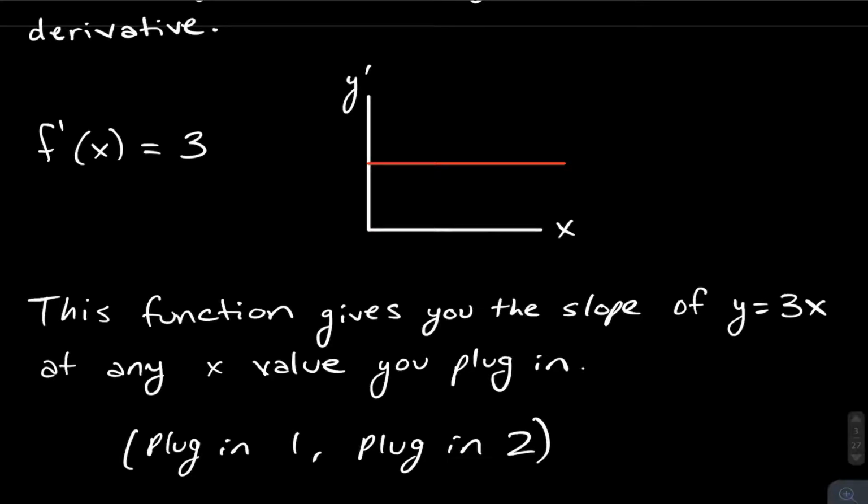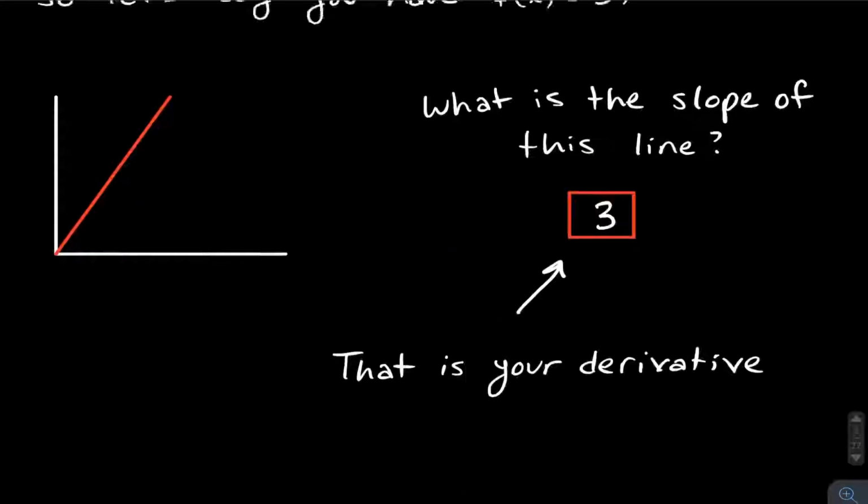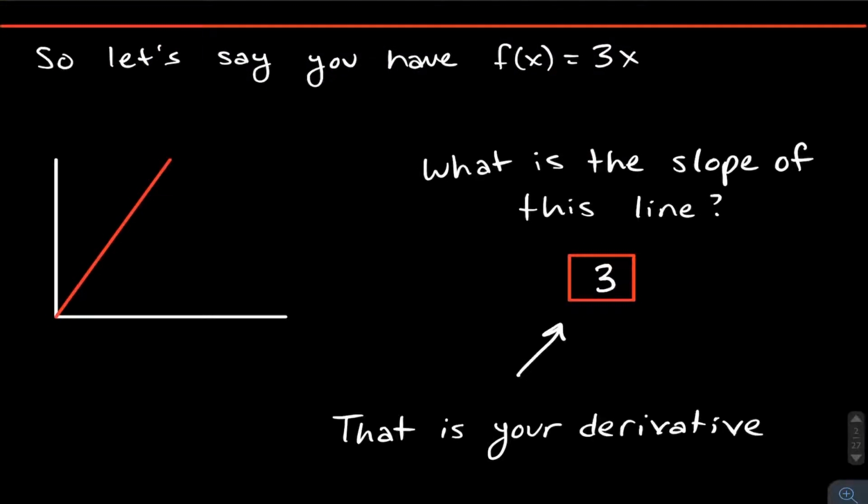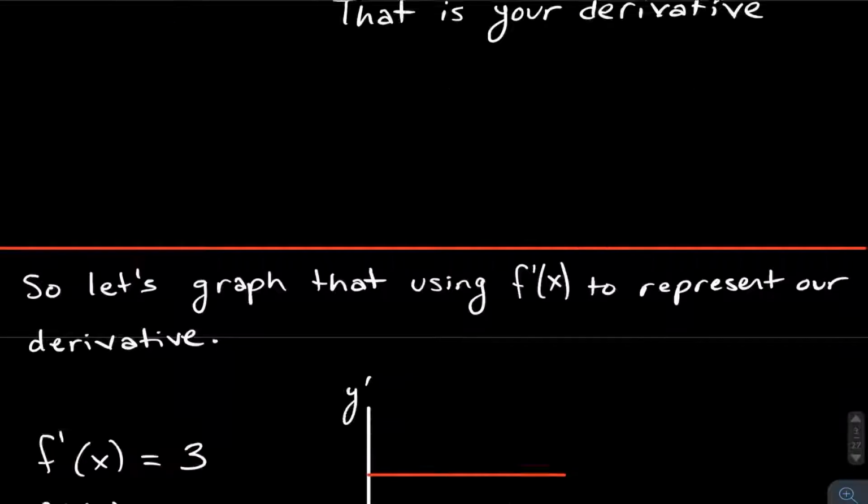So if we do f prime of 1, we're still going to get 3, because there's no x's or anything like that over here. So f prime of 1 is 3. That means that the slope of this line at x equals 1, right up here, is going to be 3. Now what about at x equals 2?